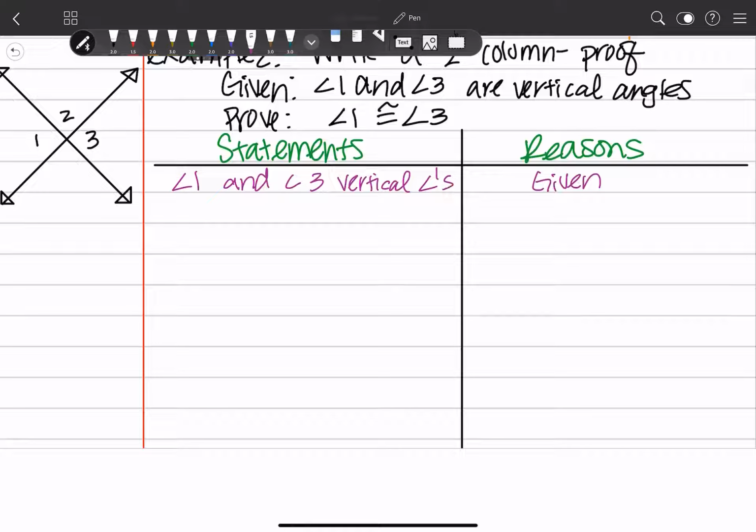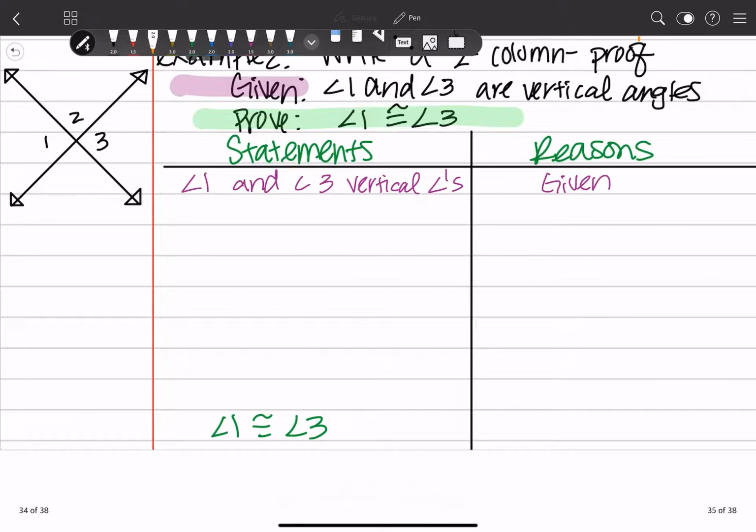And I'm going to shorten this so we have more room. So angle 1 and angle 3 are vertical angles. That was given to us. Now we need to prove that angle 1 is congruent to angle 3. So somewhere down here, we are going to prove that angle 1 is congruent to angle 3. Now the reasoning behind that, we're going to find as we keep working. All right, so let's start with what we know. Angle 1 and angle 3 are vertical angles.